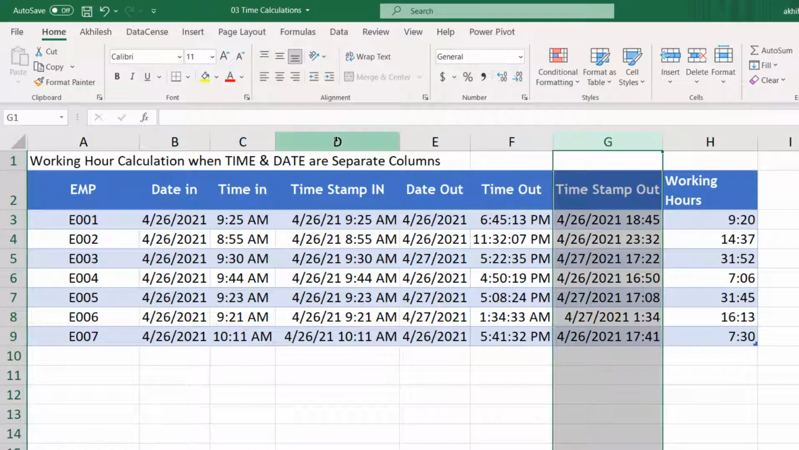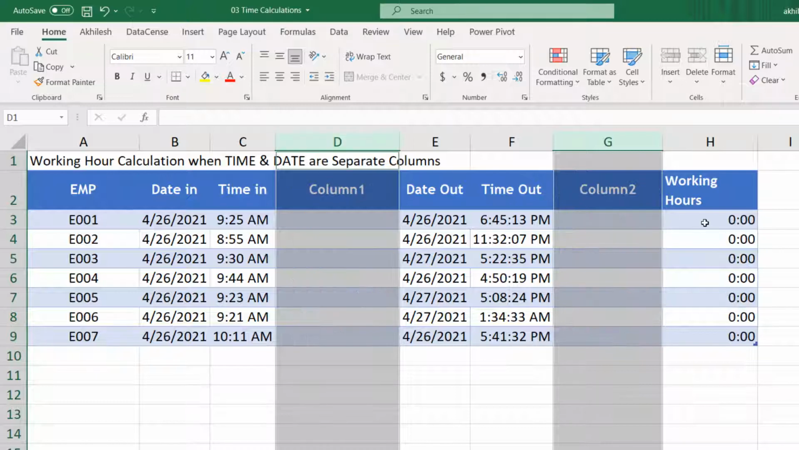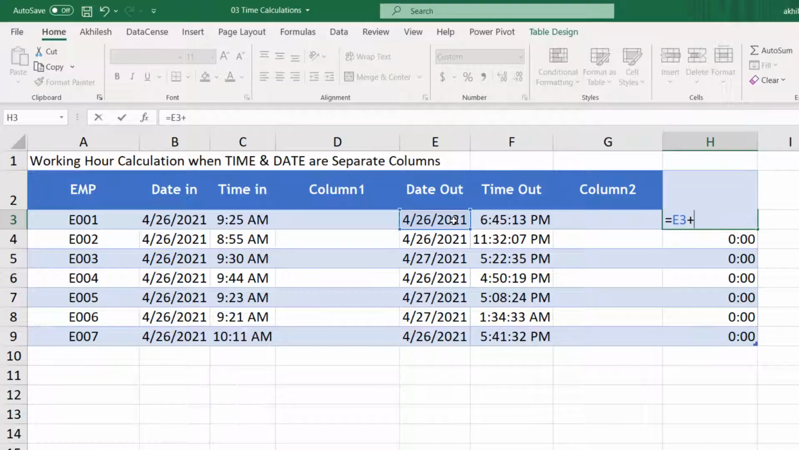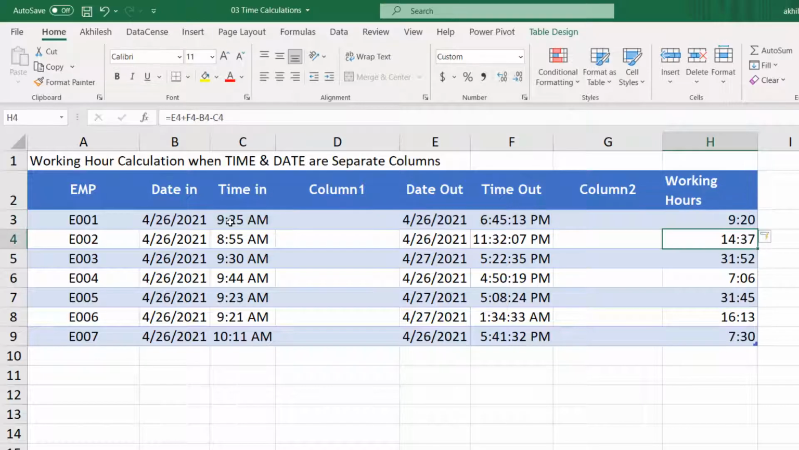Let us assume these columns were not there. So what you could have used is this date plus this time, minus this date minus that time, and that will also give you the same results.